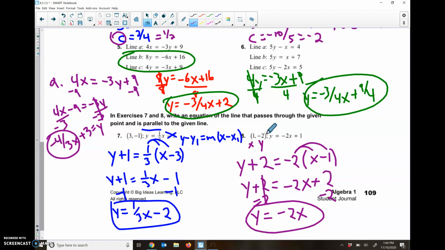All right, and I will make another video here that explains perpendicular lines and perpendicular slopes a little more.